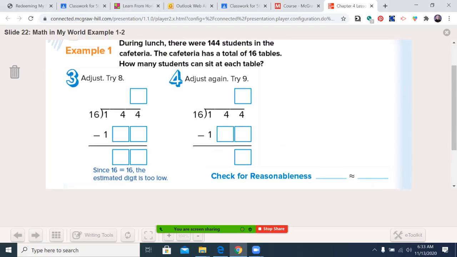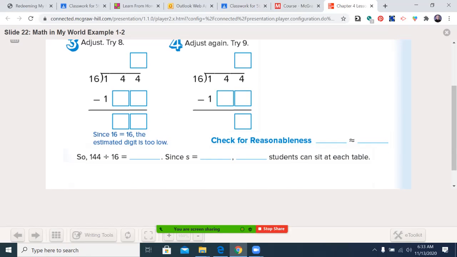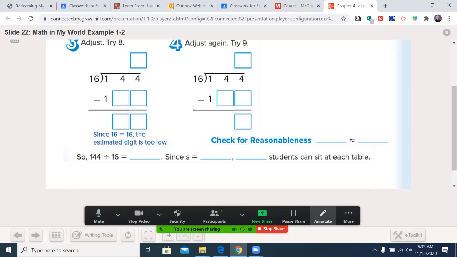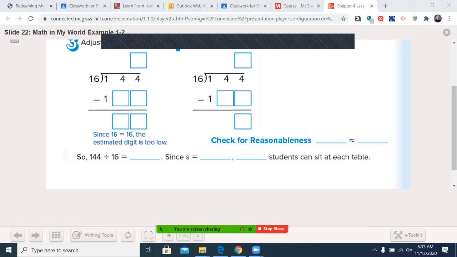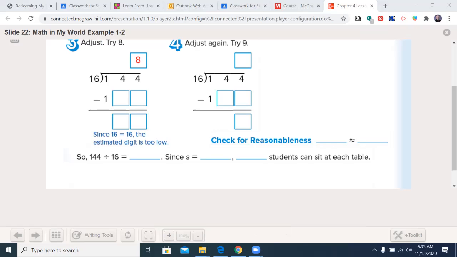So let's adjust. And let's try 8. And again, I'm going to grab my annotation tool. And they told me to try 8, so I will. 8 times 6 is 48. Put an 8. Put a 4. And I'm going to get 128. I subtract. I got 16.